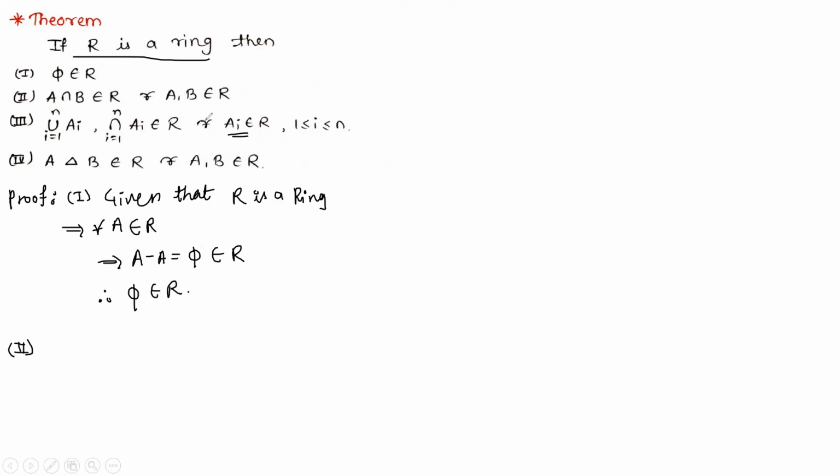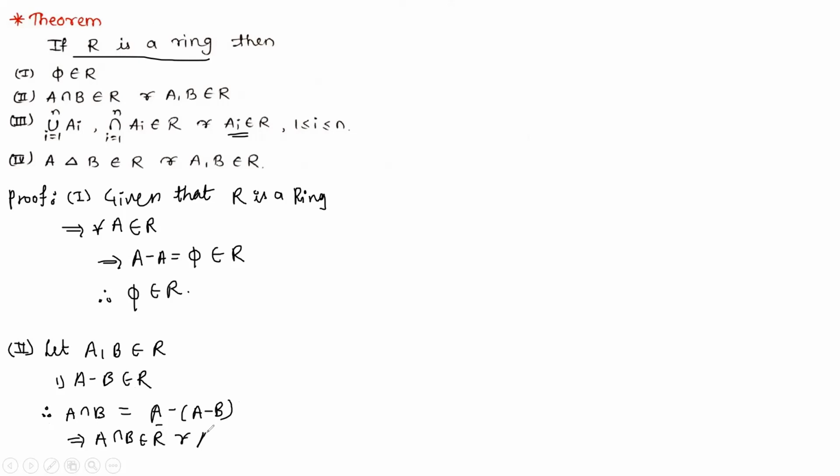Now next, in the second we have to prove that A intersection B belongs to R for A, B belonging to R. Let A and B belong to the ring R; then by definition A minus B belongs to R. Therefore, this A intersection B can be written as A minus (A minus B). Now we know that A and A minus B both belong to R. Therefore, this implies that A intersection B also belongs to R for A, B belonging to R.